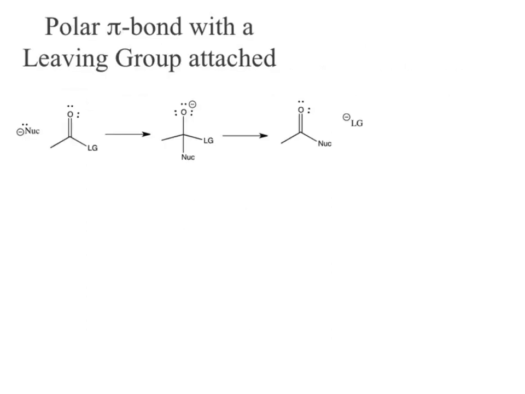Okay. So, a polar pi bond with a leaving group attached. We now have a new functional group. Our nucleophile can do what? It can attack the carbonyl carbon. Why would it attack the carbonyl carbon? That carbon is partially positive because we have that polar pi bond withdrawing electrons. We then form this special structure. That special structure is known as the tetrahedral intermediate. You can see questions specifically referencing the formation of the tetrahedral intermediate.